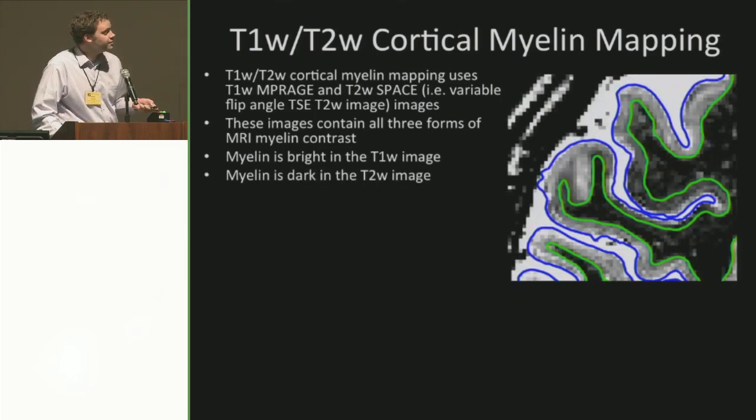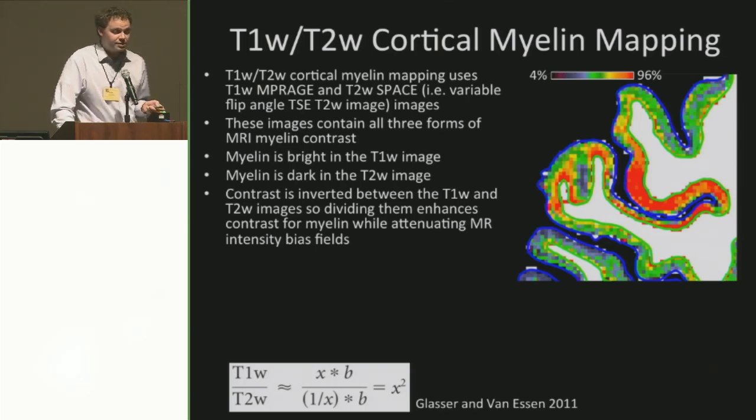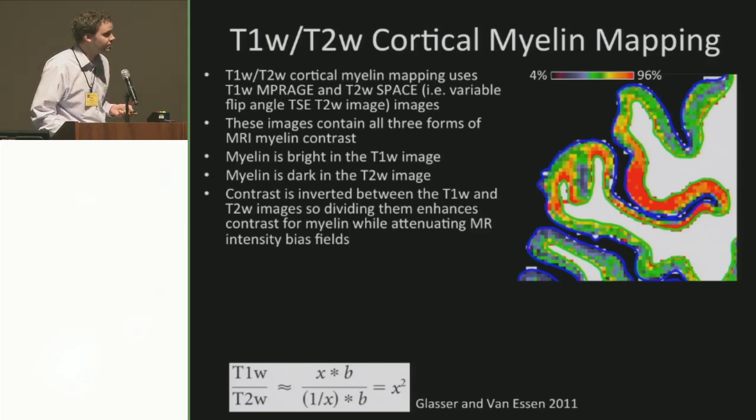But if we look in a T2-weighted image, we have the reverse pattern. Now myelin is dark, and we can see in the gray matter that it's darker here in the anterior bank of the central sulcus than it is in frontal cortex. Because contrast is inverted between the T1 and T2, we can divide the images, which enhances our contrast while attenuating some of the MR bias fields.